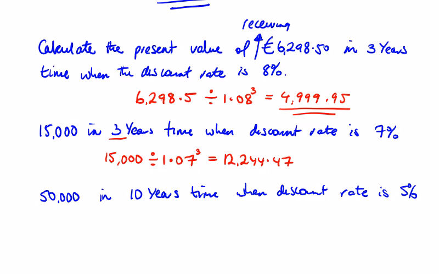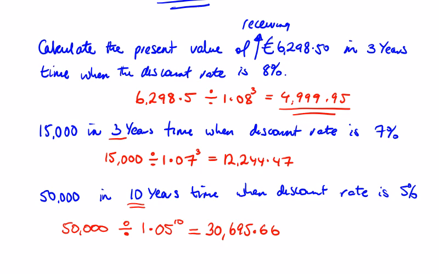And 50,000 in 10 years' time when the discount rate is 5%. 50,000 divided by 1 plus the interest rate, 1.05 to the power of t, which is 10. And if we type that into our calculator, we get 30,695.66. And if we reverse these questions around, obviously, if we invested 30,695.66 for 10 years at 5%, we'd get 50,000. And similarly with the other 2 questions.